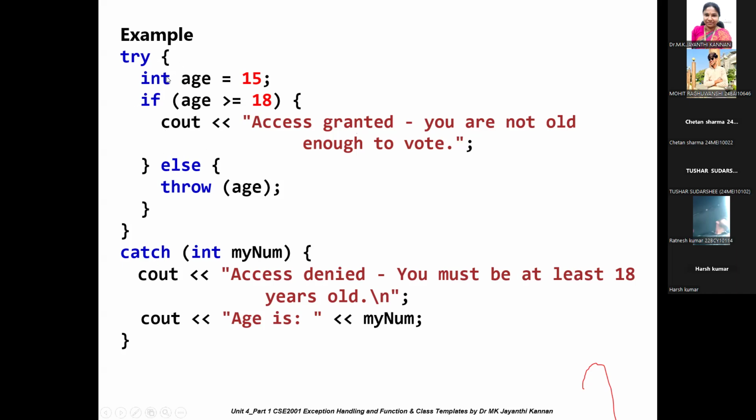Say the try starts here, we are getting the value for age. Age is of integer type. Age is assigned a constant value 15. If age is greater than or equal to 18, then we will display the message access granted, you are old enough to vote. Else, we throw the age. In the catch block, what will we do? Catch int age. cout access denied. You must be at least 18 years old to vote in the voting process. Then we display cout the age.